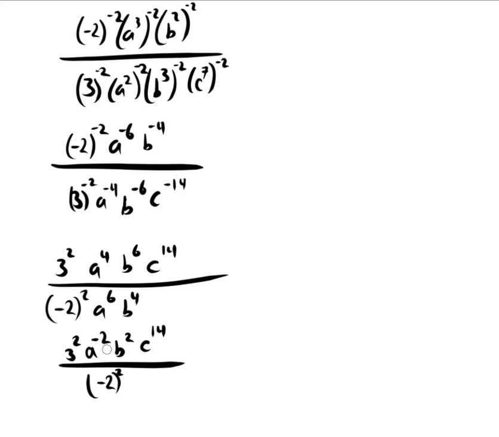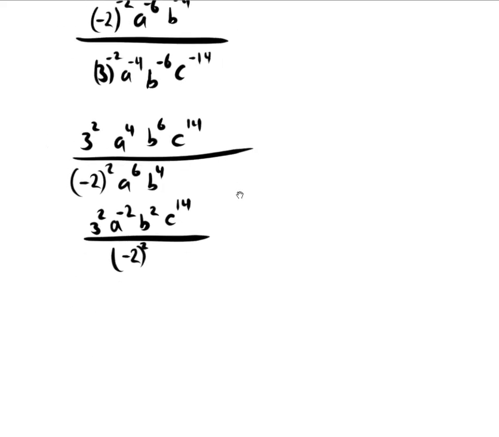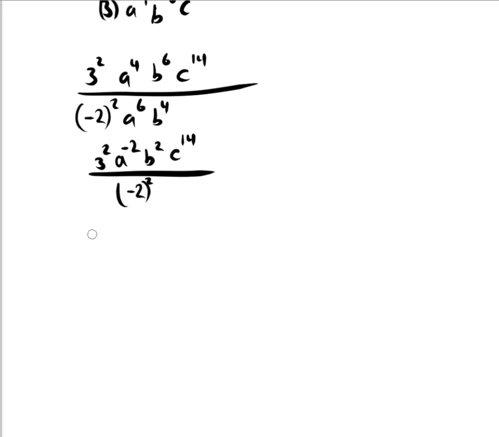So now I can apply the negative exponent rule again to make this go to the other side, and I get 3 squared times b squared, c to the 14. And I'm going to move this a to the other side, so I get negative 2 squared. What just happened?